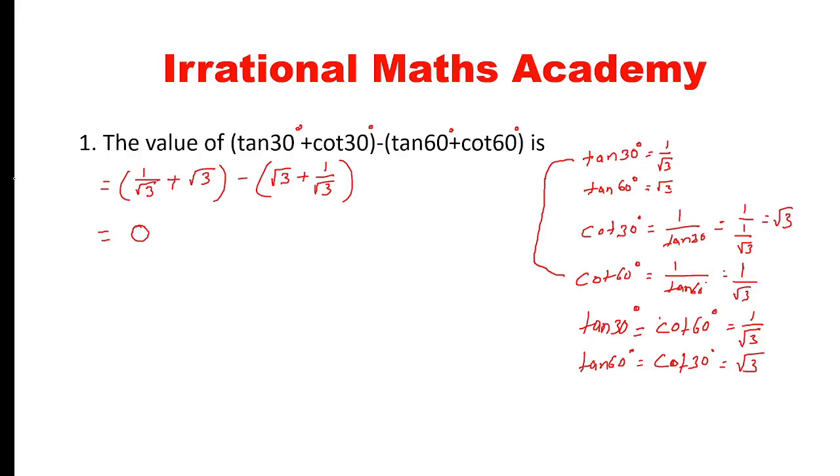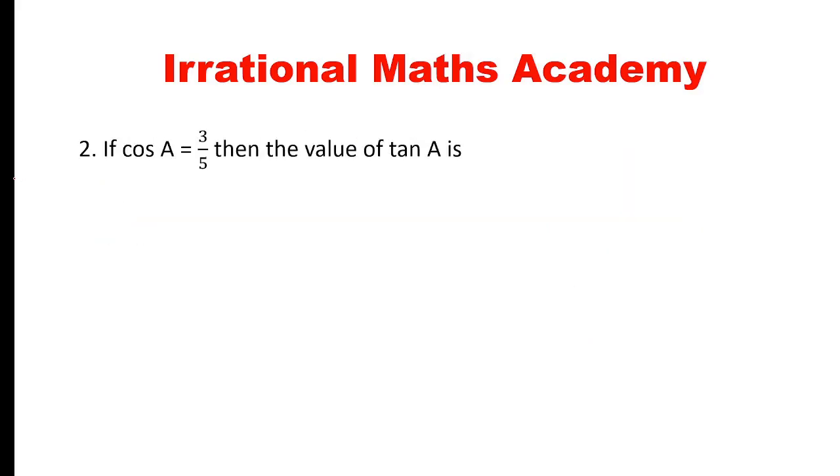Is it okay? Next, if cos A equal to 3 by 5, then the value of tan A they are asking. Whenever you see one of the ratios, the first thing you need to do is draw the triangle. Draw a right angle triangle. This is my A, this is the perpendicular. Cos A equal to 3 by 5, that is adjacent by hypotenuse. I need this opposite side. Let us take this as P.